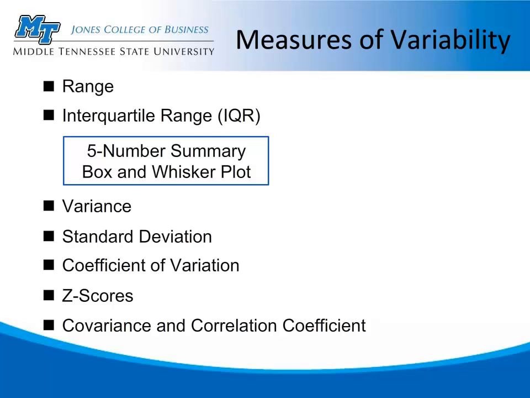The interquartile range is pretty simple. It's just the difference between the third and the first quartiles. And then we're going to look at a graph called a box and whisker plot that's built from the 5-number summary. The min, the max, the median, and the first and the third quartiles.